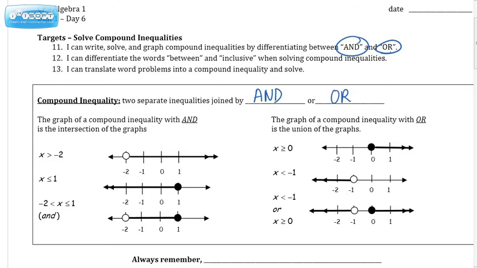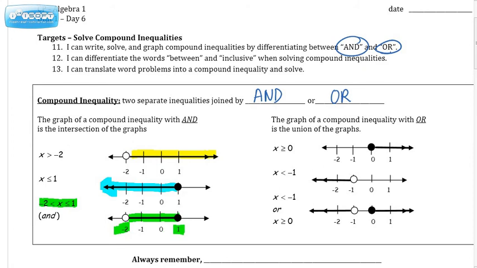So if you look down on this graph, if I have x is greater than -2, I would shade this way. If I had x is less than 1, I would shade to the left. But if I was talking about and, so -2 is less than x is less than 1, I would now shade in between. So here we have an and sandwich between -2 and 1.